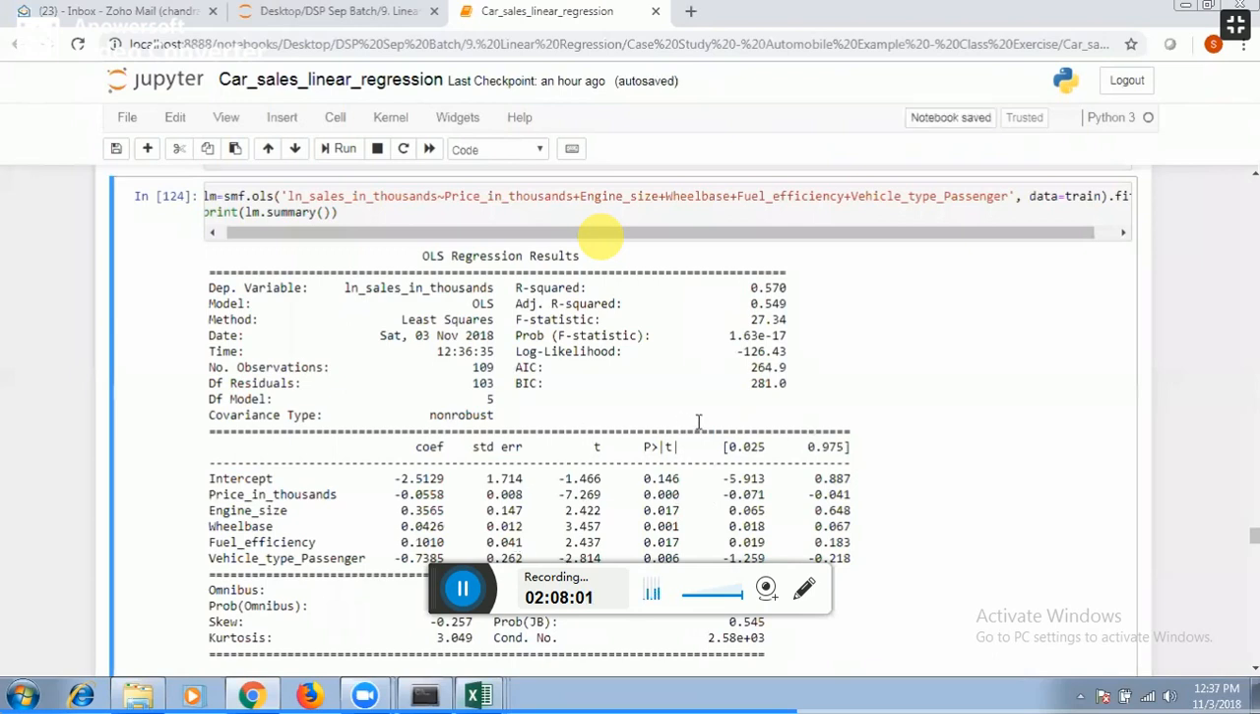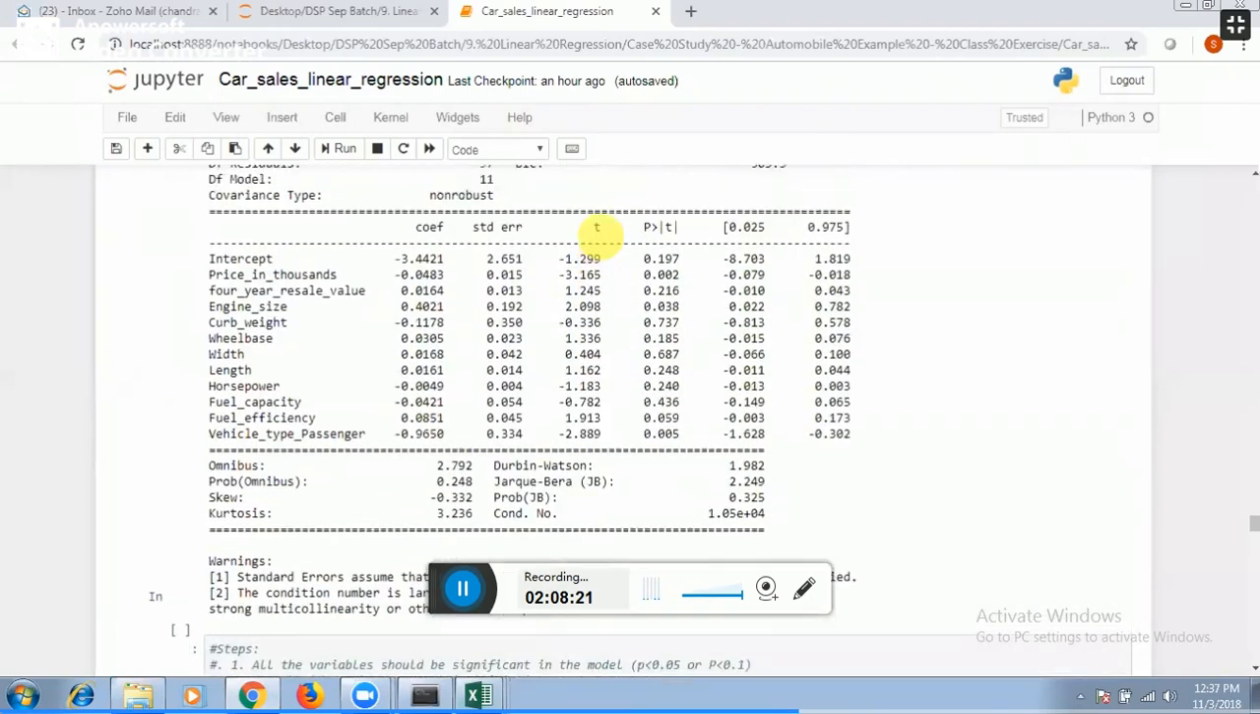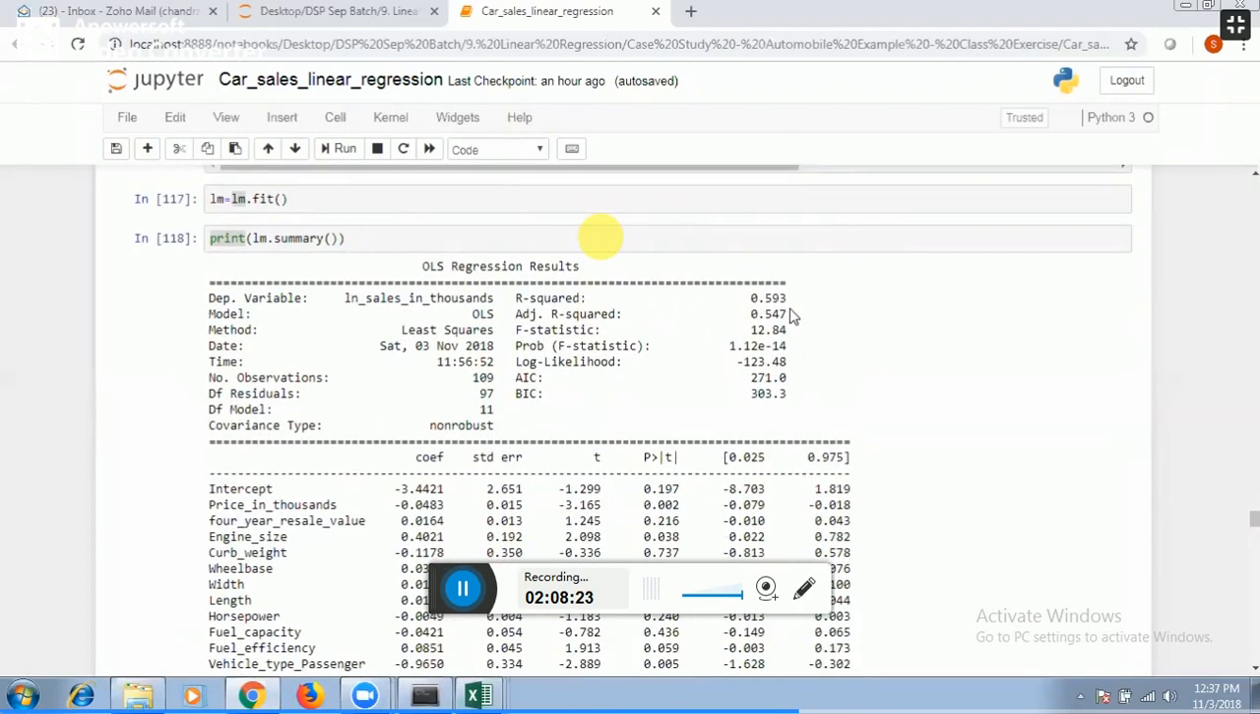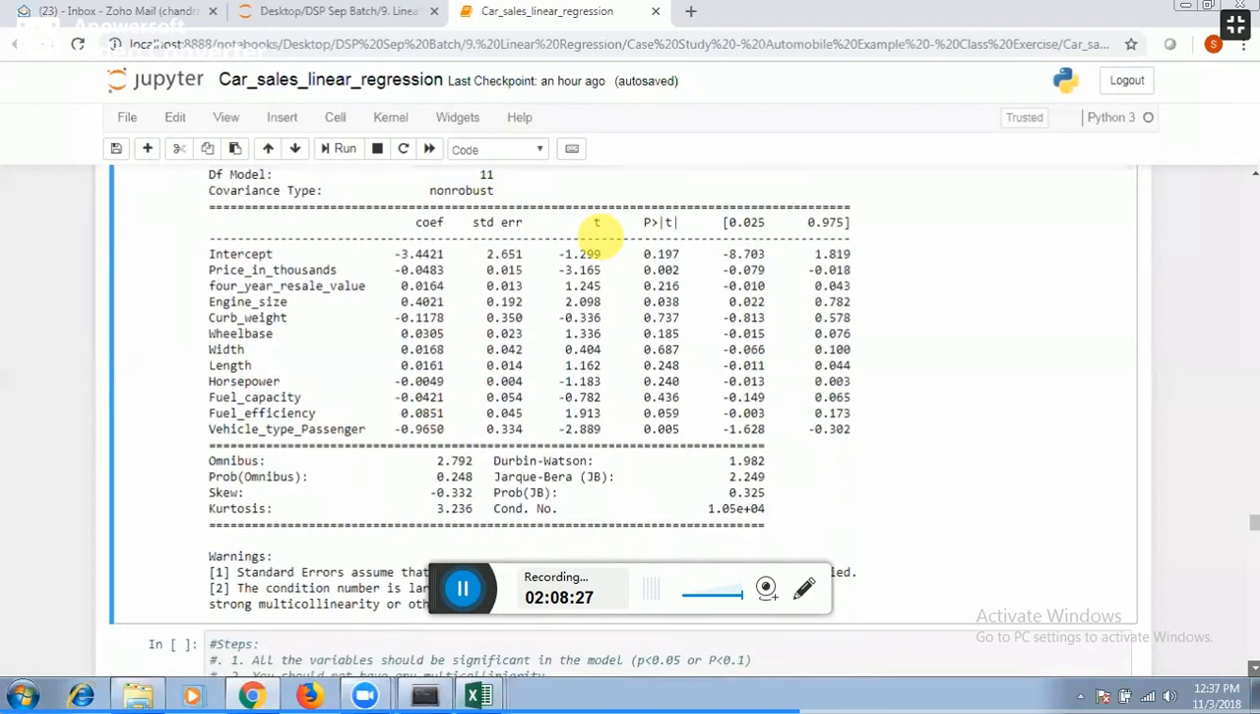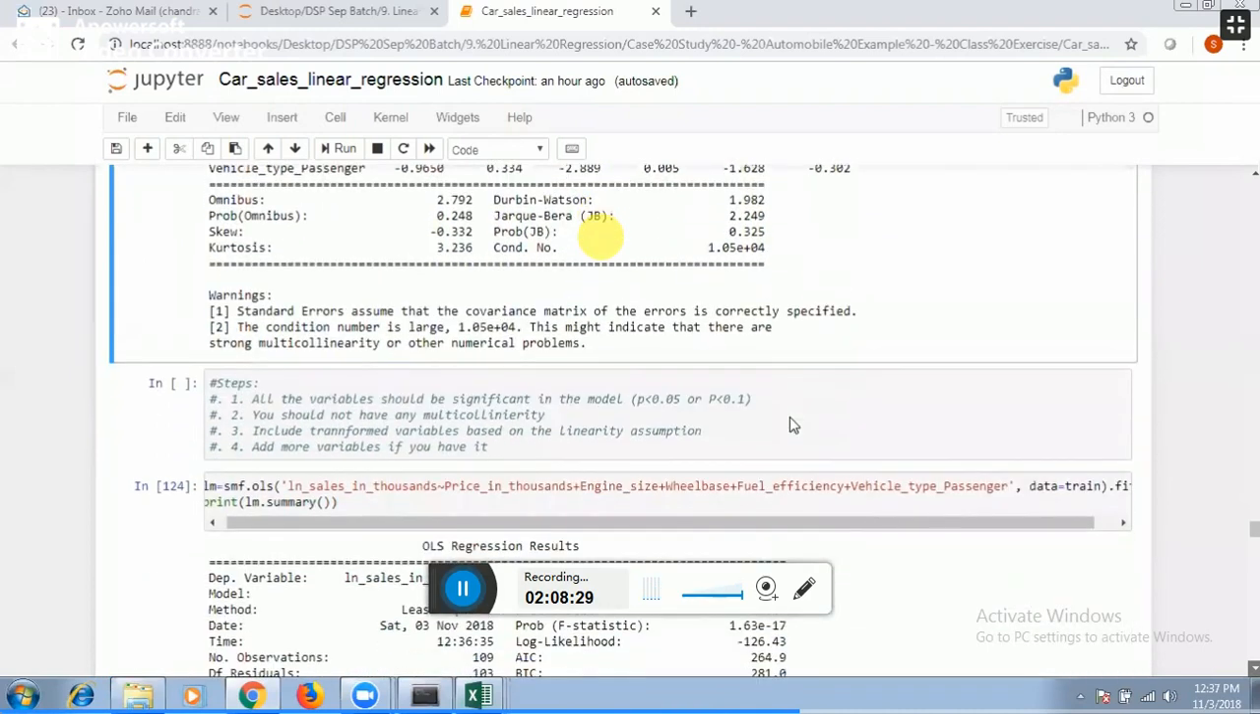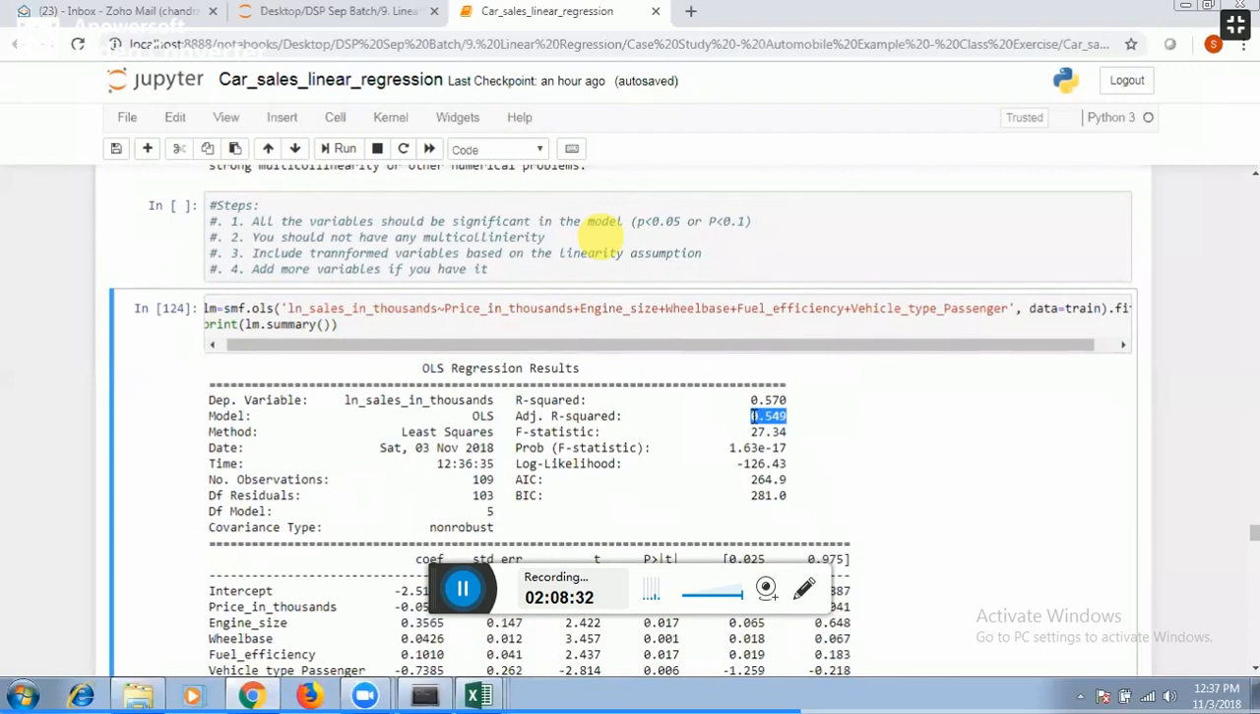Now you can see that the R square earlier was how much? Approximately 0.59. And now it is 0.57. Of course, a 2% drop is there. But at the same time, you can see the adjusted R square. I will discuss what adjusted R square is in a while. Earlier it was 0.547, and now you can see 0.549. It has increased. I will tell you the reason for that.